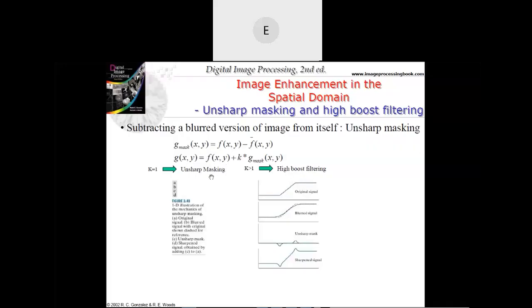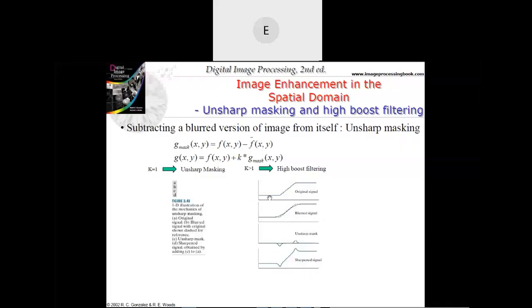Observe here, suppose k is equal to 1, what I am trying to do is to the original I am just adding this, that means the subtracted blurred image from the original. Suppose k is greater than 1, you are just scaling this by some amount and adding it to the original. In fact this is demonstrated by using a very simple one-dimensional image signal.